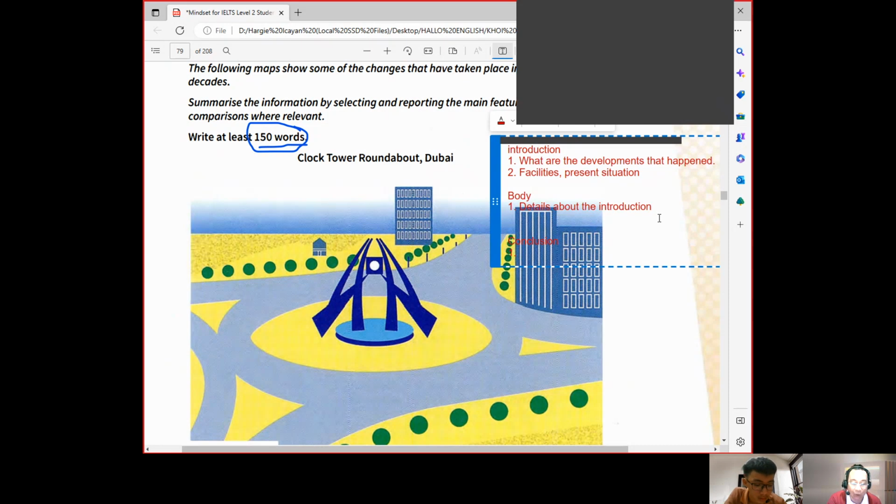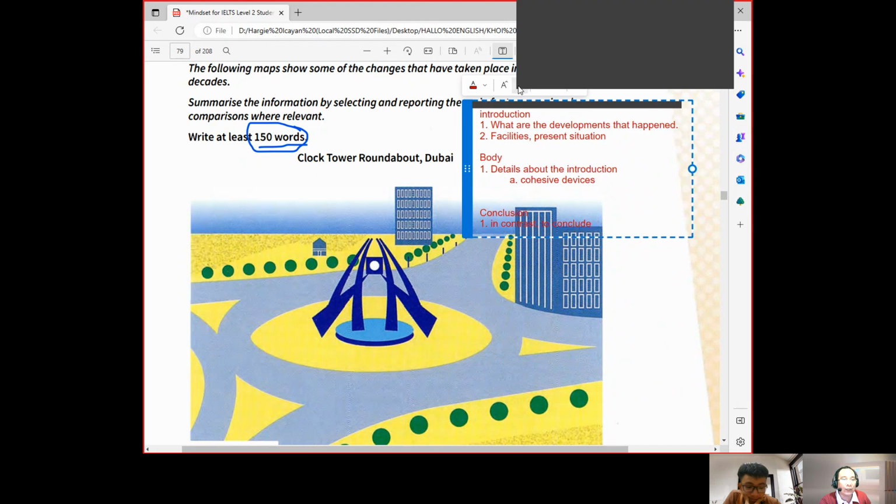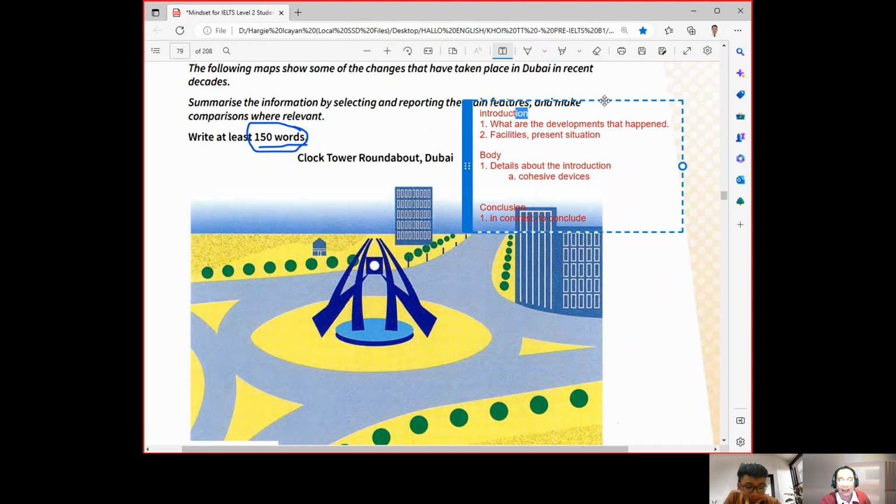I have to emphasize here, under the details, you should use cohesive devices. It's very important to use those. What are the cohesive devices that we have? To compare, to contrast, to show similarities, highlighting. In the conclusion part, always remember the cohesive devices we learned, like in contrast, to conclude, and a lot more. These are the things that you should take note of in the writing activity.